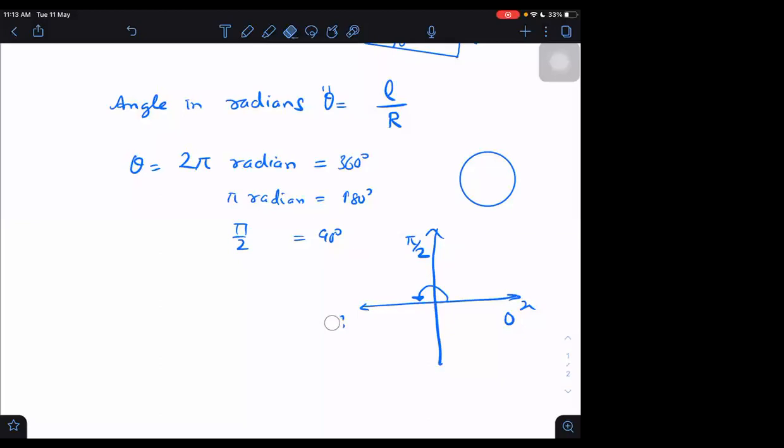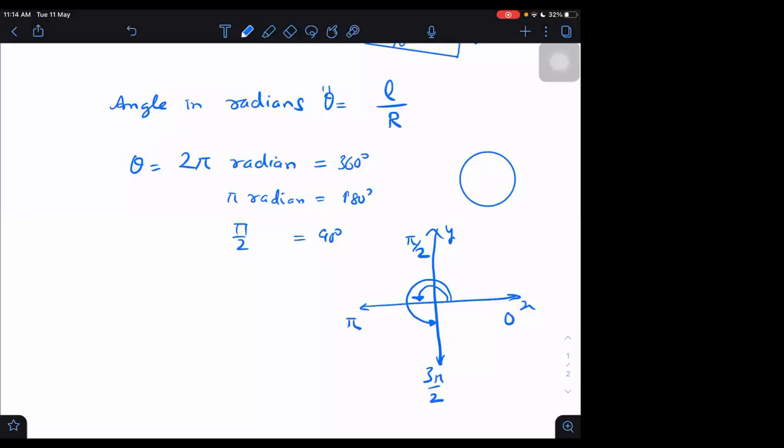On the x-axis, let us say we have a 0-degree angle. What will be the angle along the y-axis? Pi by 2. Minus x-axis will be pi, and minus y-axis will be 3 pi by 2.